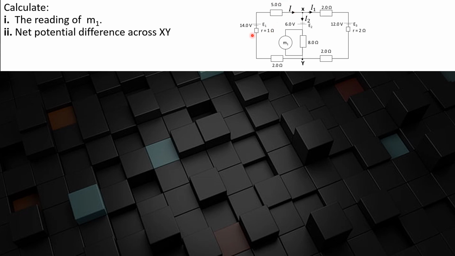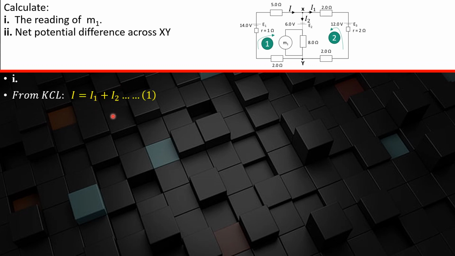I've indicated that this E1 here drives current I in the circuit, and I at this particular node splits into I1 and I2. We can indicate that this is loop 1 and this is loop 2, and show the examiner in which directions we traverse those loops. I'll traverse this one clockwise and this one anti-clockwise. Applying Kirchhoff's current law at this node, I equals I1 plus I2.